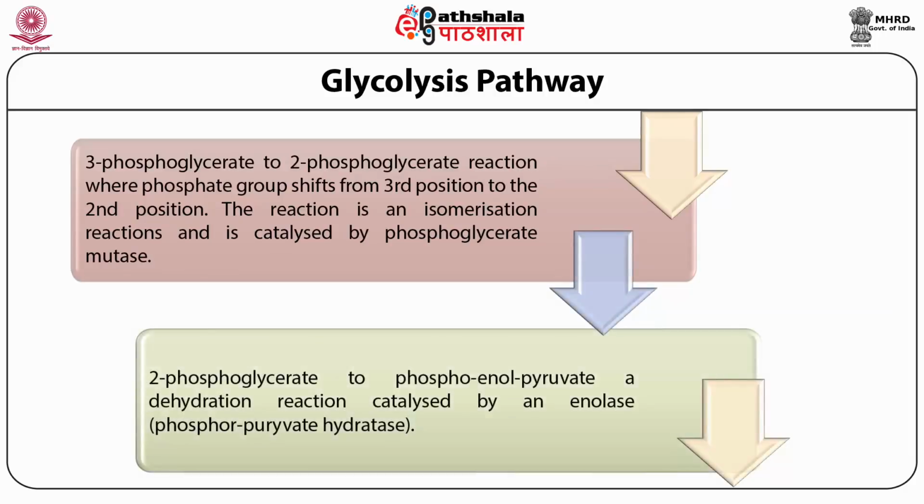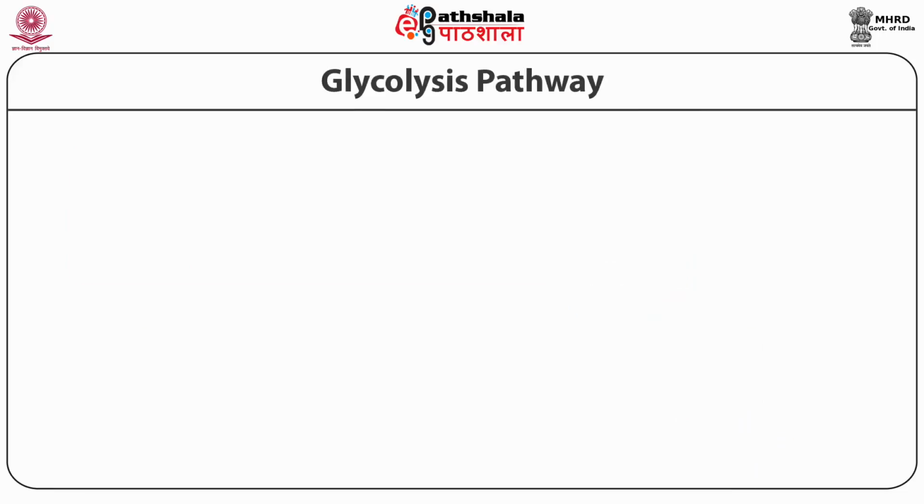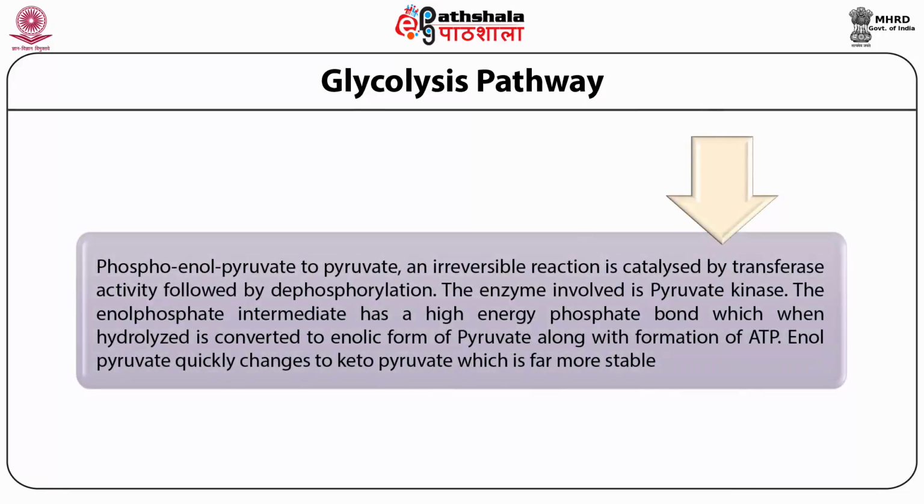This 2-phosphoglycerate is converted into phosphoenolpyruvate by enolase. This phosphoenolpyruvate is converted into pyruvate by an irreversible reaction which is catalyzed by transferase activity, followed by a dephosphorylation reaction. So now students, let's see the fate of pyruvate. Now what happens with the pyruvate at the end of the reactions?